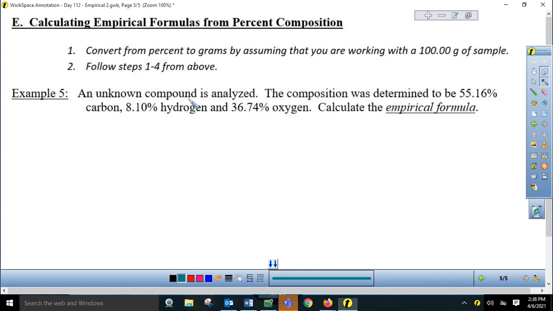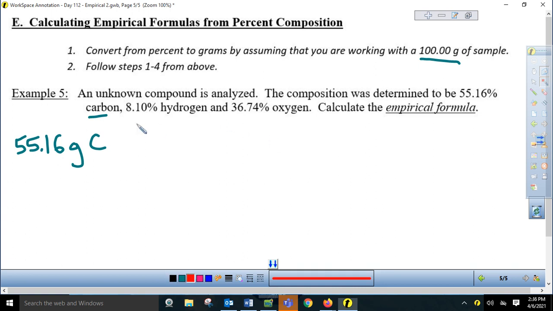So it says we have an unknown compound, we're going to analyze it, and once we analyze it, we figure out that the composition of our mystery substance is 55.16% carbon. So just assume, it's percentages, right? Assume that you have a 100-gram sample of it. So 55.16% of a 100-gram sample is 55.16 grams of carbon.